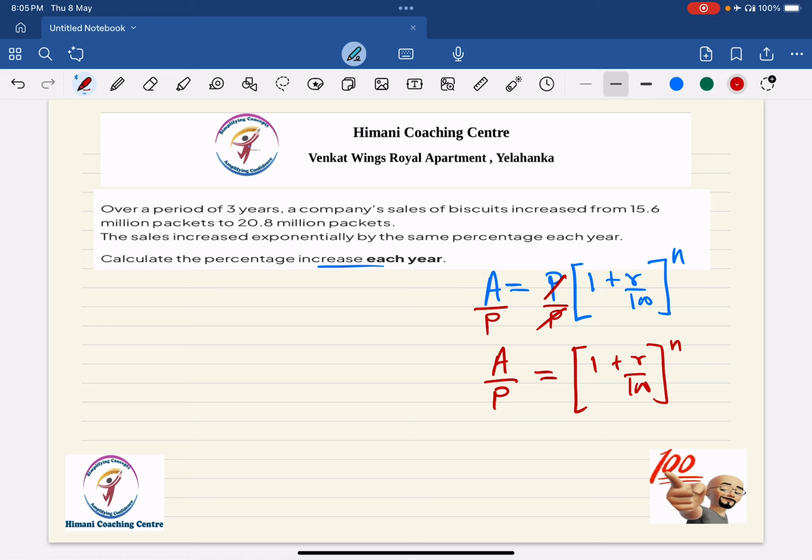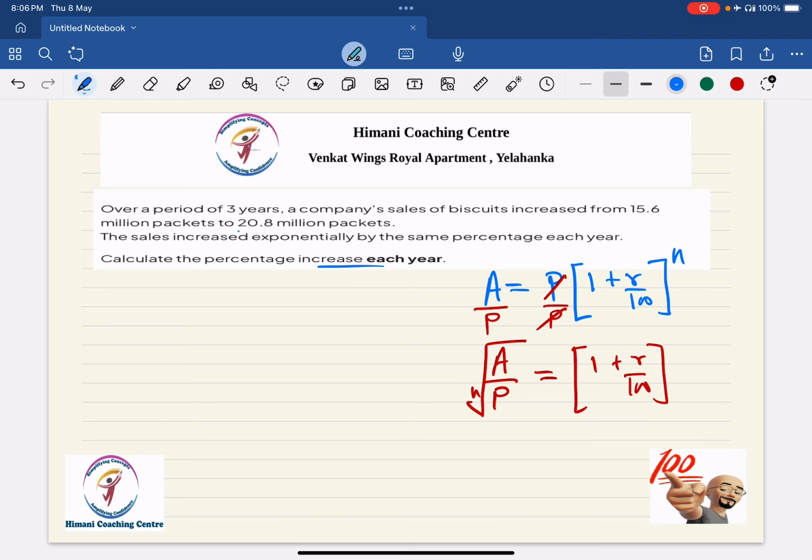Now, in order to get the value for 1 plus R by 100, what should we do? We have to find the nth root of A by P. Because if I have to solve for this, what should I do? Find the nth root of A by P. Now let us apply this concept in this question.